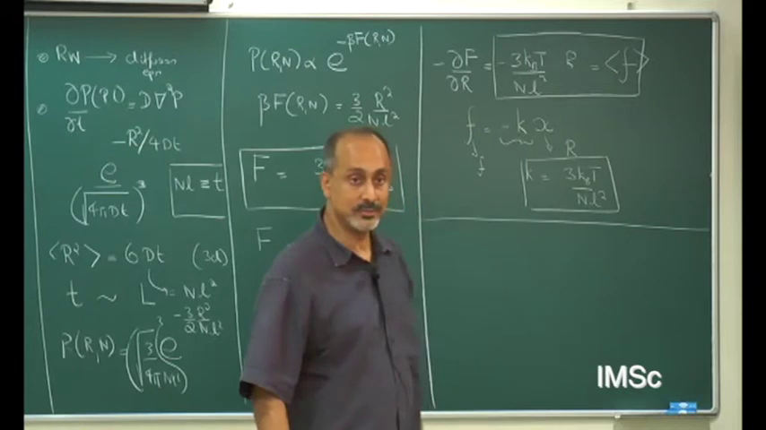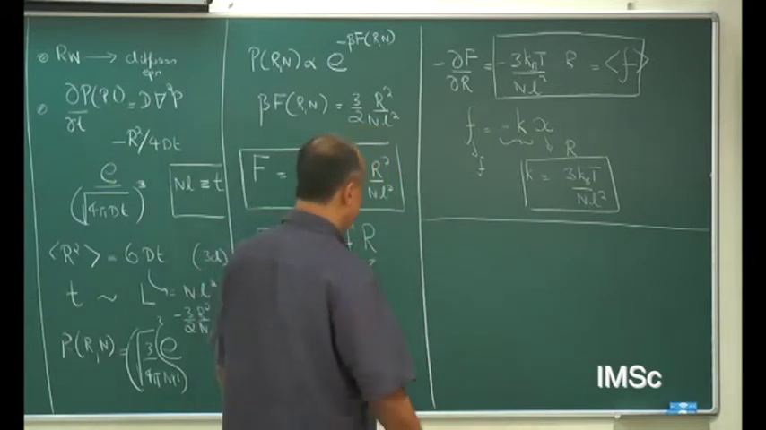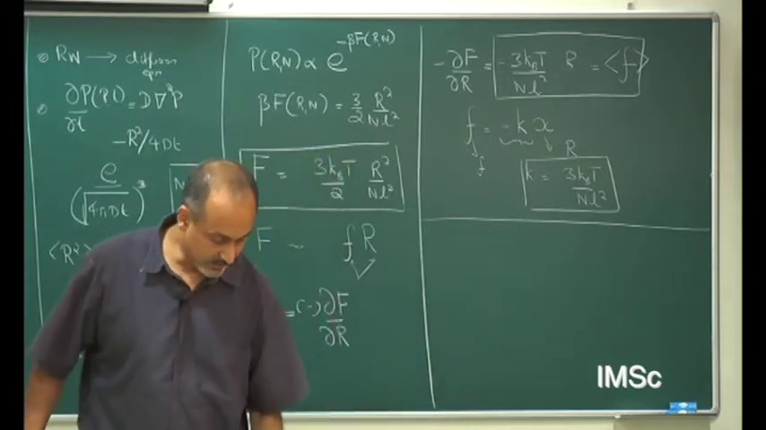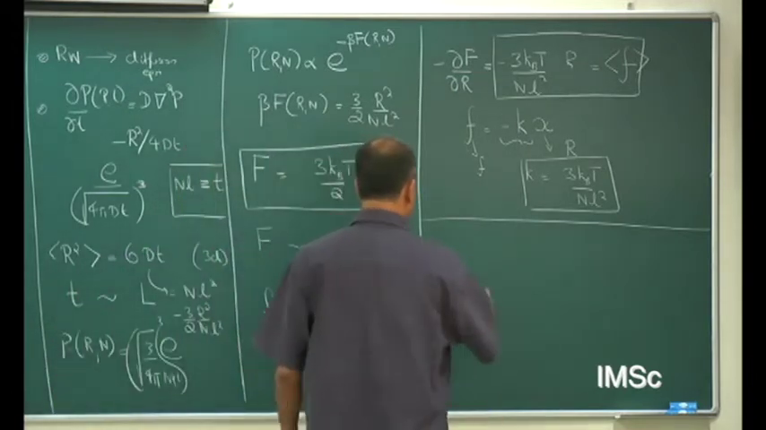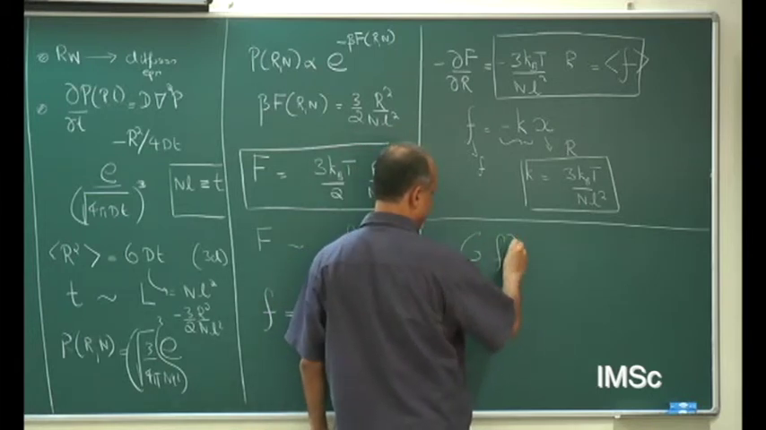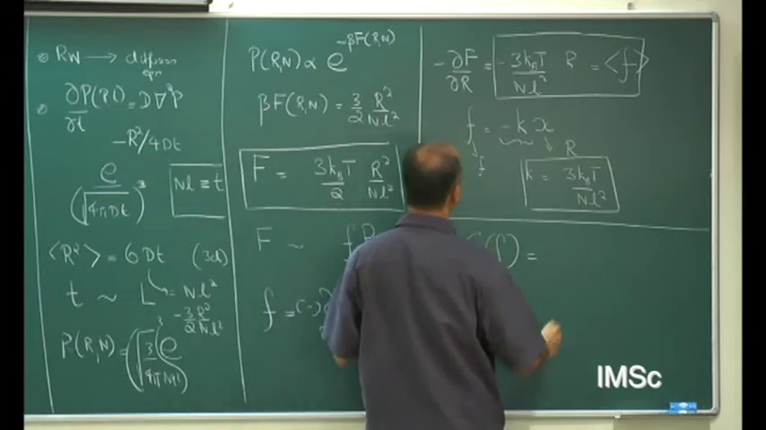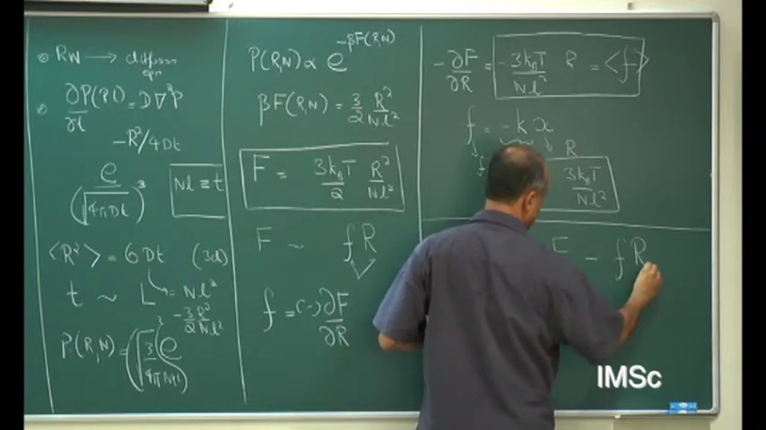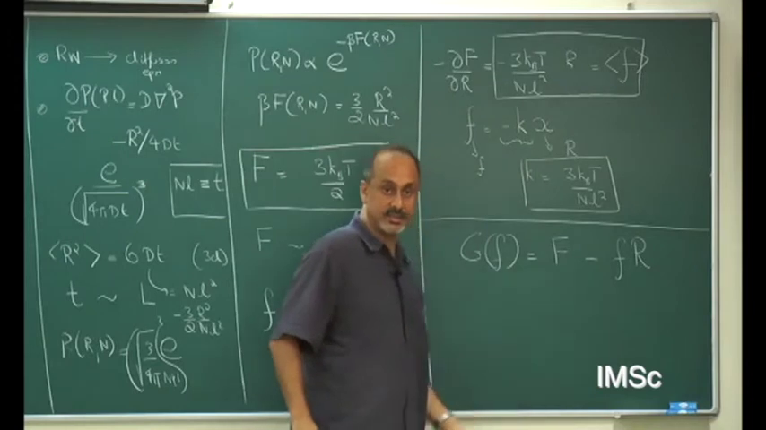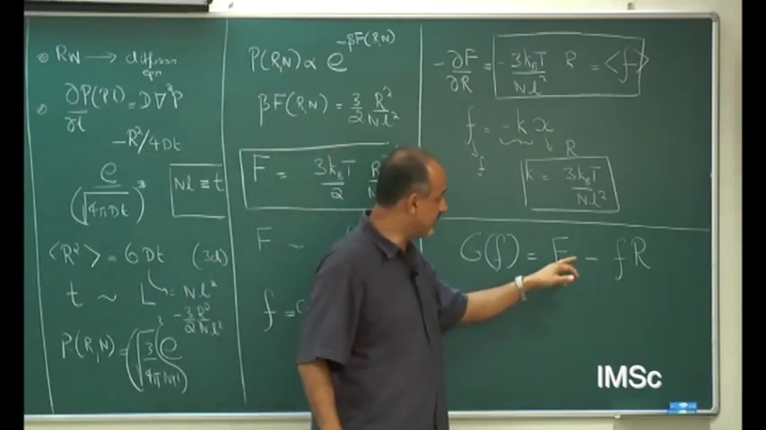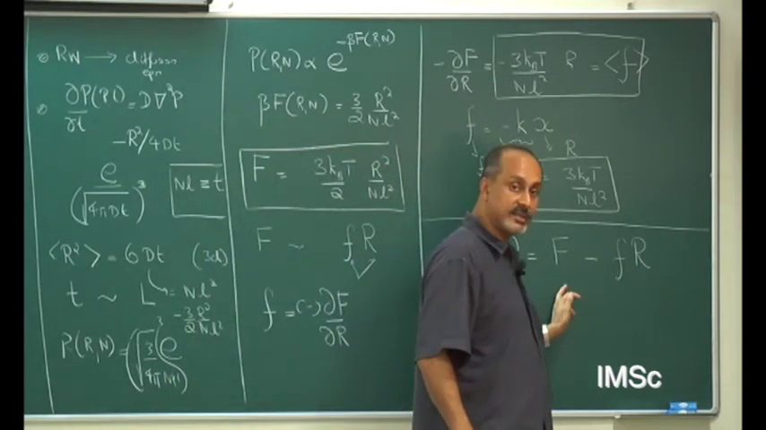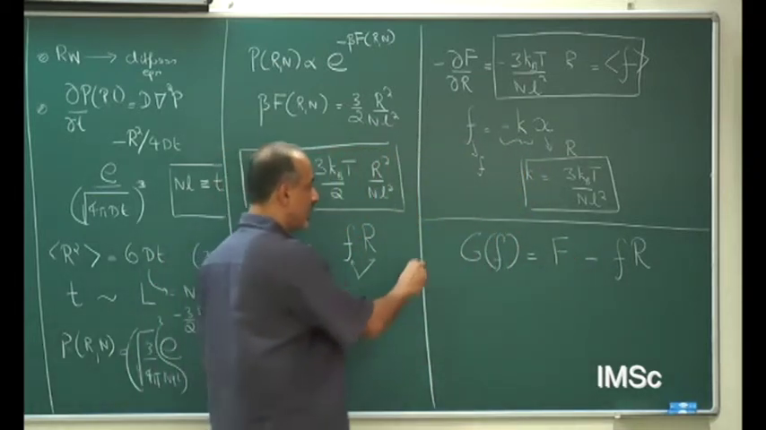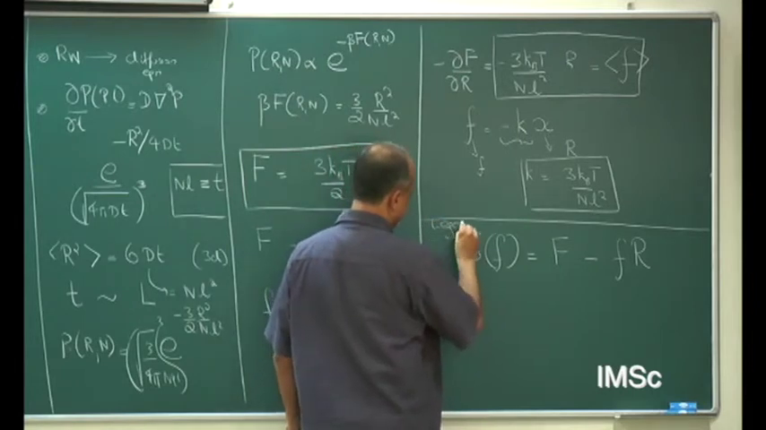So we know how to do this through Legendre transforms. The Legendre transformed free energy here is a different quantity. That would be G of F, which is F minus small f times R. This is the way I construct the Legendre transform. But now I must ensure that everywhere I have R that appears here and here, I must substitute my result for F. So this is how I would do a Legendre transform.